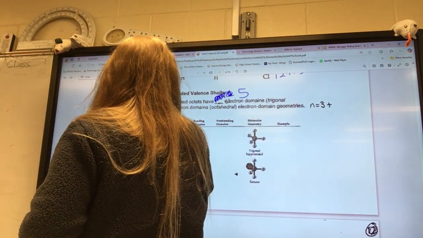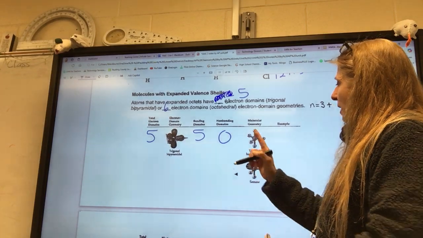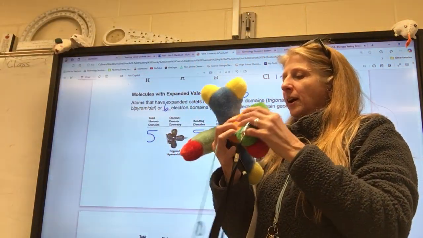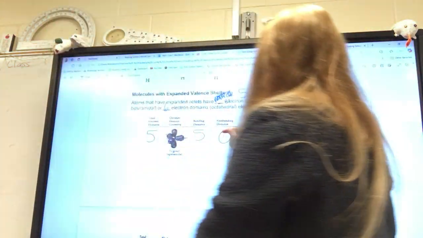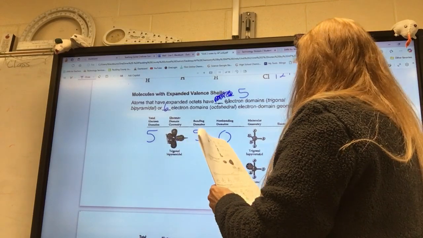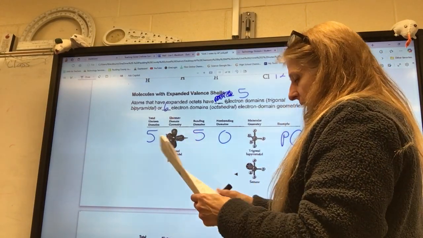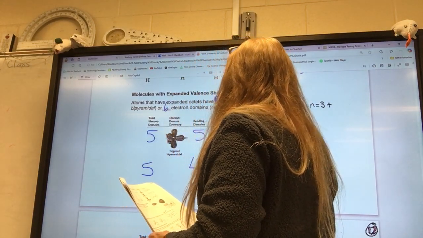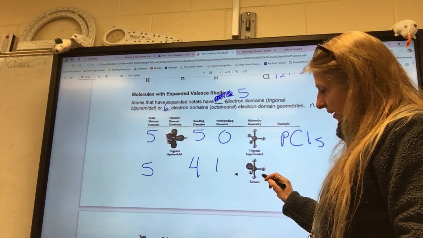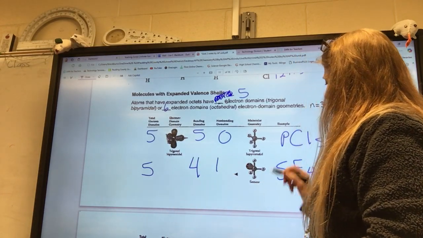So if it has 5 domains and they all bond, it makes trigonal bipyramidal. So that's where you've got the Mercedes symbol around the line, okay? And our example for that one is PCl5. Now if you have 5 domains, 4 bond, and one's an unshared pair like this, and our example is SF4, it's called the seesaw.